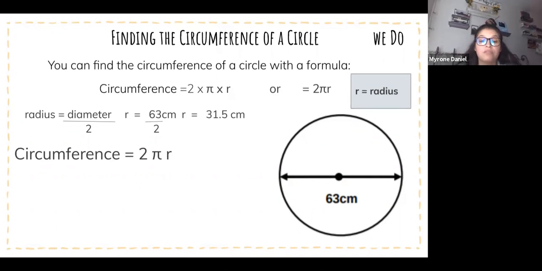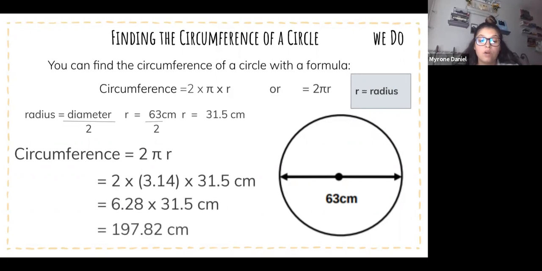So to find the circumference, we know that the equation is 2 times pi times r. Our pi stands for 3.14. So we have 2 times 3.14 times 31.5 centimeters. That should give us 197.82 centimeters. You could use your calculator to find these answers as well because they are becoming bigger numbers.